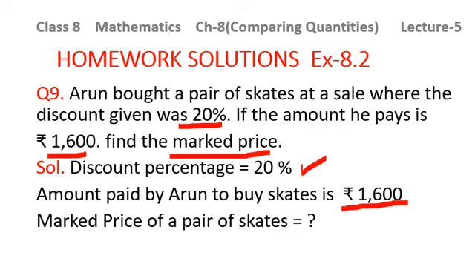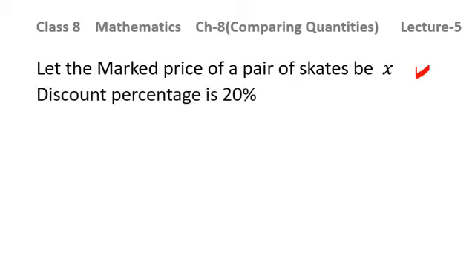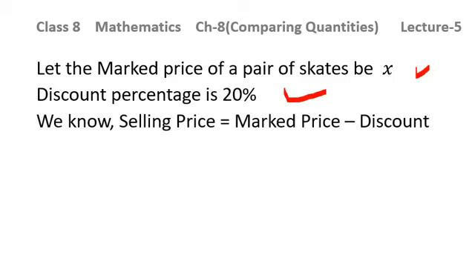We need to find the marked price of the pair of skates, and we know that amount paid by Arun means SP is given to you and discount is given to you in percentage, and we know the formula. Let us see how we will proceed. Let us suppose marked price of the pair of skates is X. We do not know, so we have taken it X, or you can take any unknown variable. Then discount percentage is 20%.